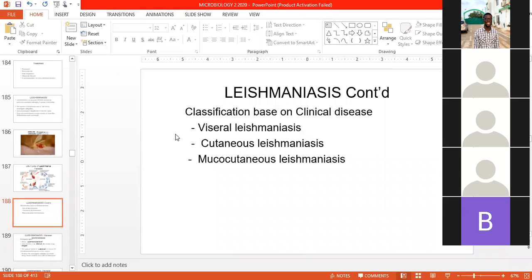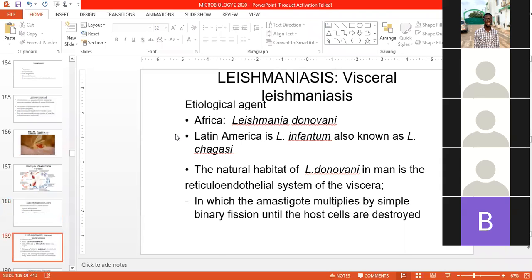Yes, madam. Okay, now let's move to business. This is what we are interested in. On the basis of disease presentation, they are classified into three. We have visceral leishmaniasis, cutaneous leishmaniasis, and mucocutaneous leishmaniasis. Please, let's take notes of them.